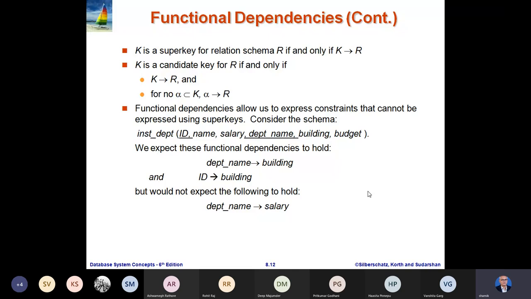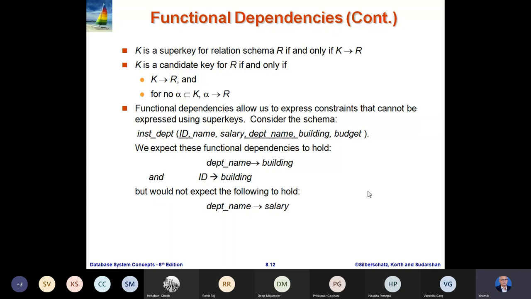Similarly, consider the dependency between department name, building, and budget. If the budget is for a department, then department name to budget, that FD will hold. If the budget is for a department name and building combination, then what FD will hold? Can anyone answer? What will be on the left hand side of the arrow and what will be on the right hand side? If the budget is not for a department but for a department name and building combination, department name, comma, building on the left and on the right side budget.